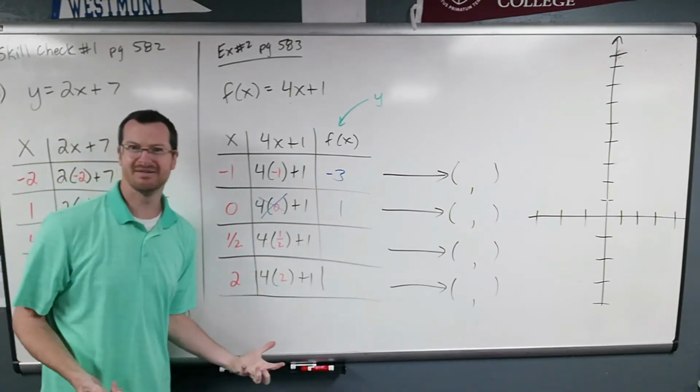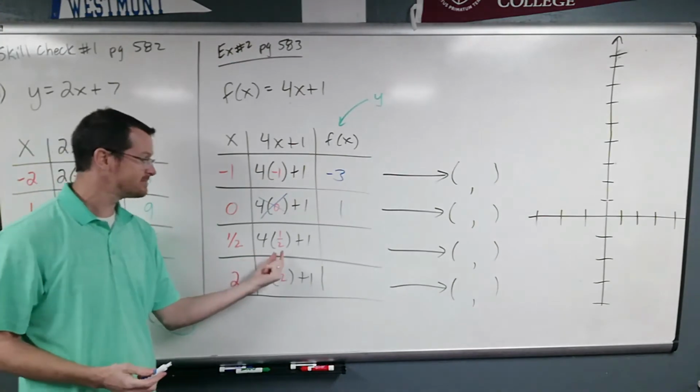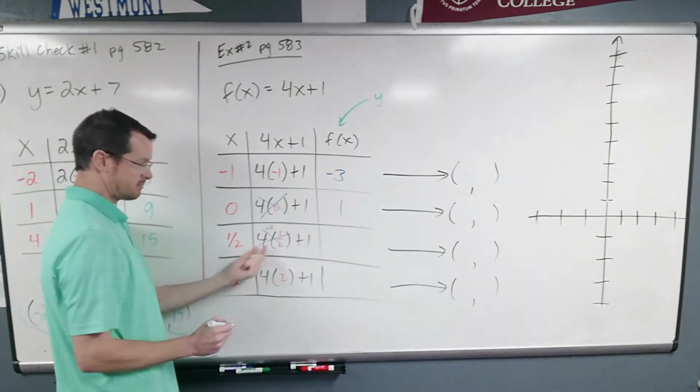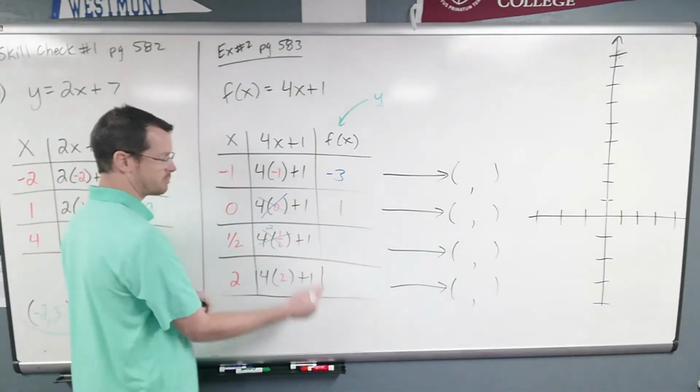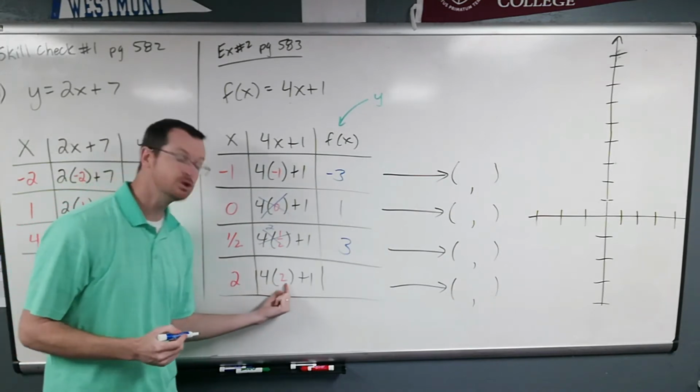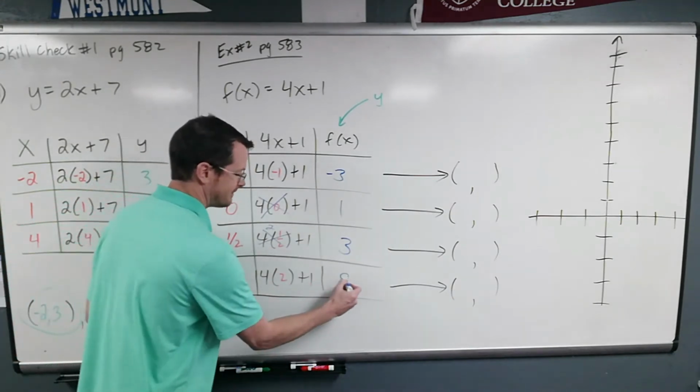A half. Oh, we're plugging in fractions now? 4 times a half, this just turns into the number 2. Half of 4 is just 2, so 2 plus 1 is going to give you 3. And over here, plug in a 2. 4 times 2 is 8. 8 plus 1, that's going to give you a 9.